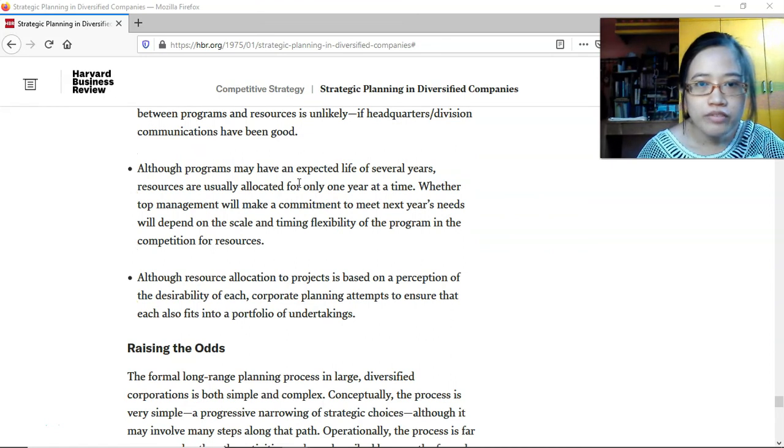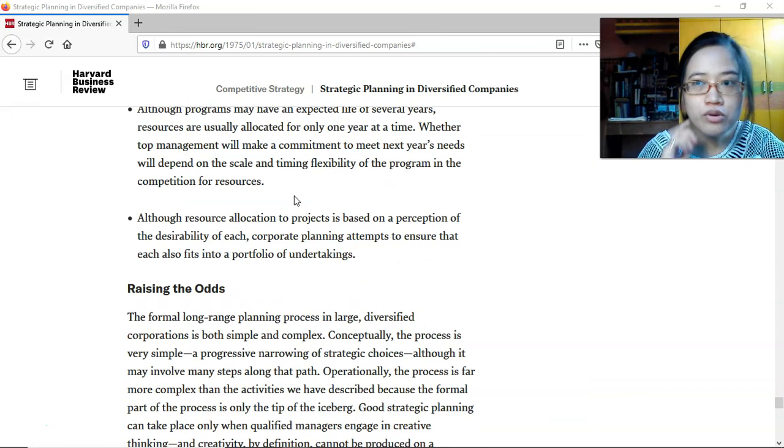Although programs may have an expected life of several years, yung allocation of resources normally for 1 year lang. And then whether top management will make a commitment to meet next year's needs will depend on the scale and timing flexibility of the program in the competition for resources. Normally, hindi man talaga siya bibigyan agad-agad, allocatean mo agad siya ng pangbuong 5 years niya. Kasi pwede pa siya magamit ng other division. So normally just 1 year talaga yung budgeting.